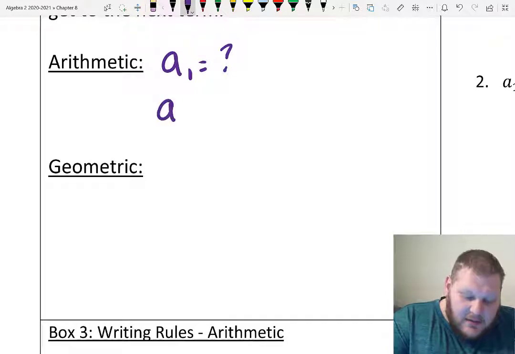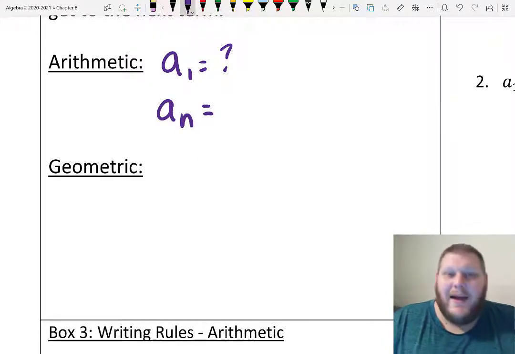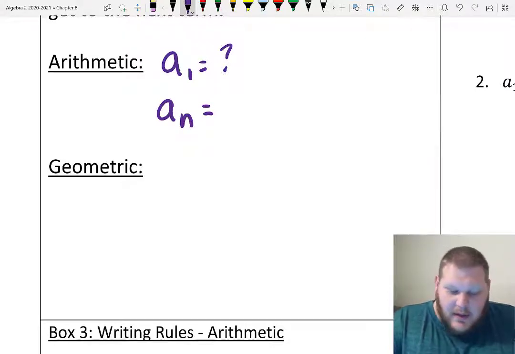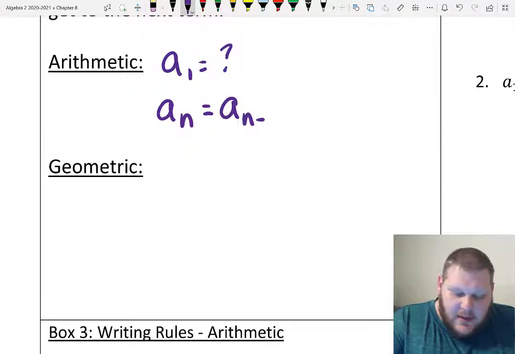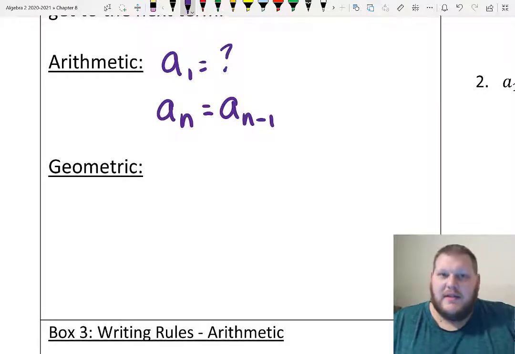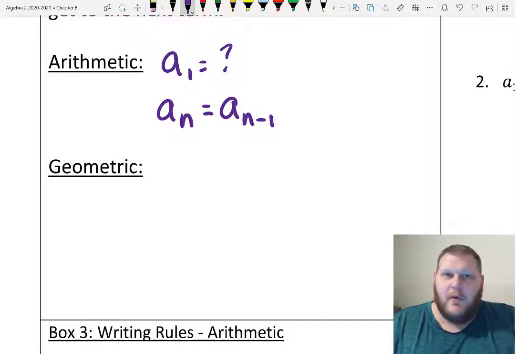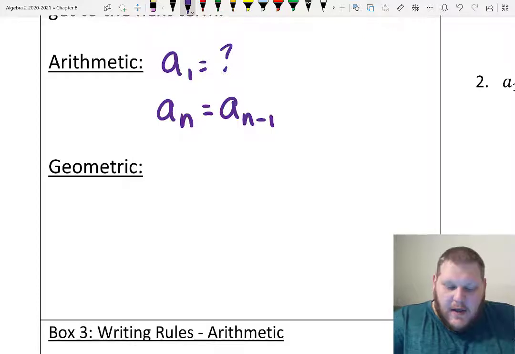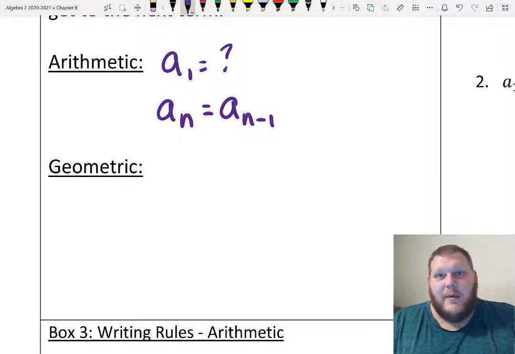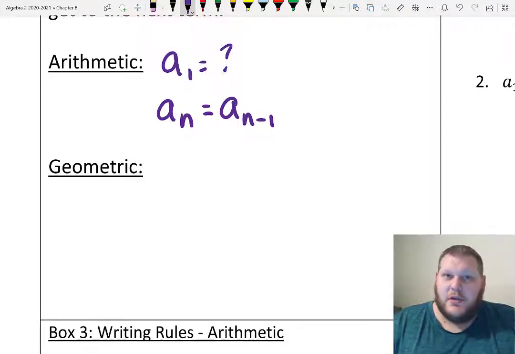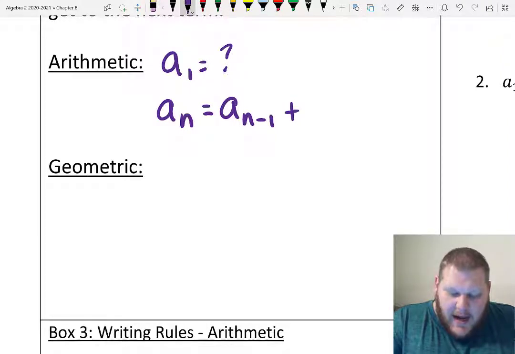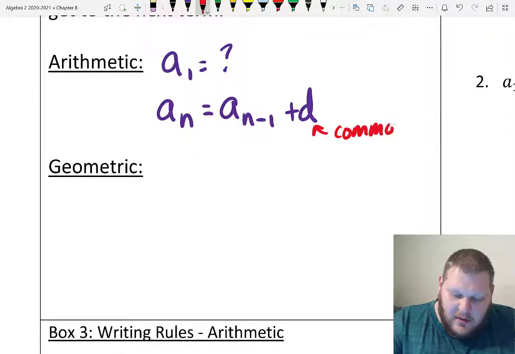My second part tells me how to get my random term, so a sub n just being the term I'm looking for, and it's always a sub n minus 1, which is just the term that came before the term I'm looking for. And then since we're dealing with something that's arithmetic, remember arithmetic means a constant addition or subtraction, so we're going to be adding d, which in this case is that common difference.